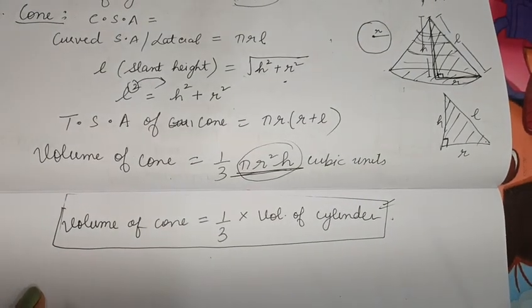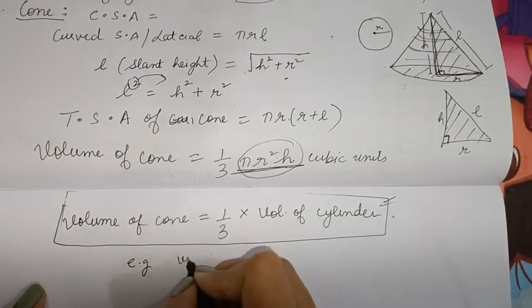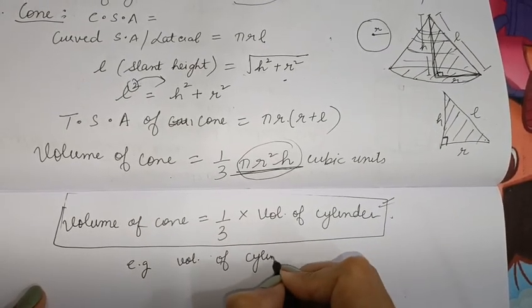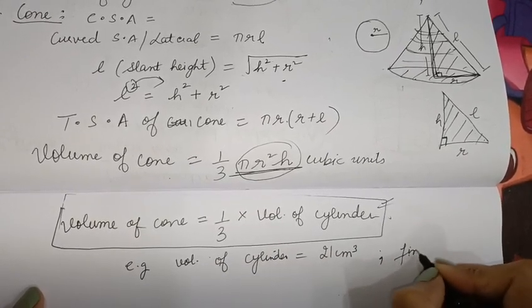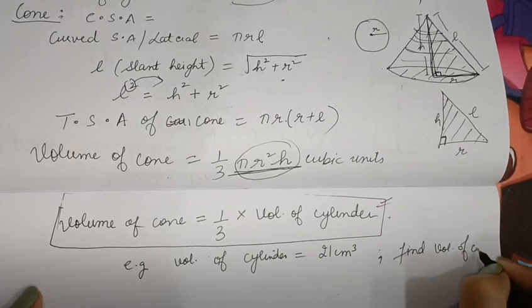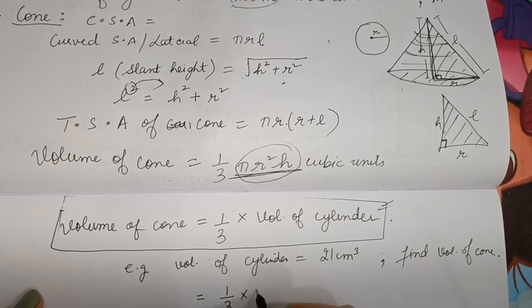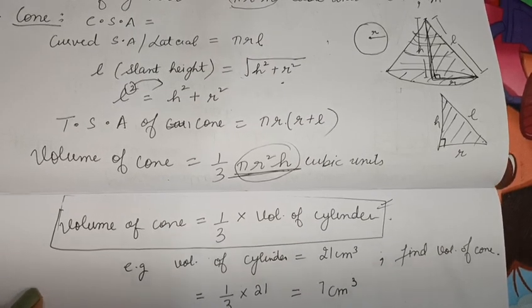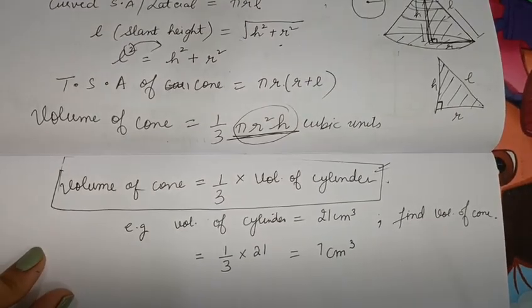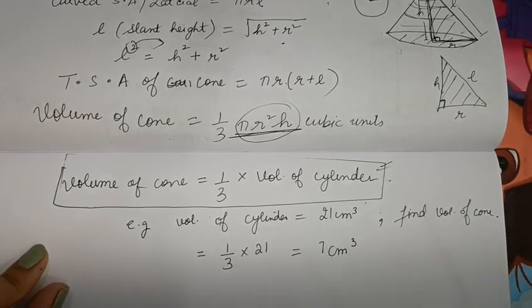Like for example, if I give you, suppose volume of cylinder is 21 centimeter cube. So find volume of cone. Then what will be the value of volume of cone? 1/3 into volume of cylinder. So that will become 7 centimeter cube. So like this you can directly solve volume of cone from volume of cylinder by using this relation. So now let's move forward.